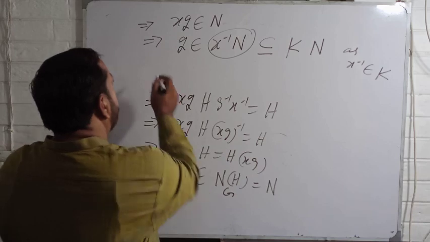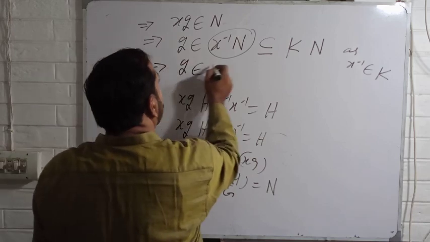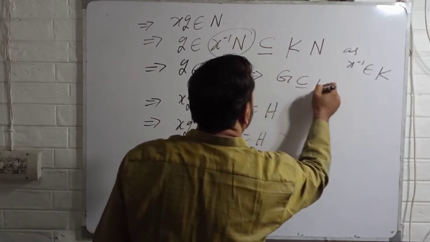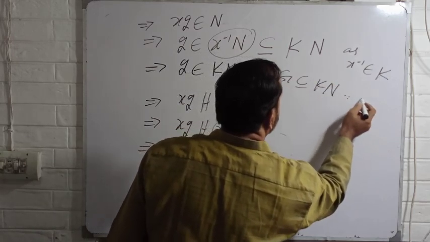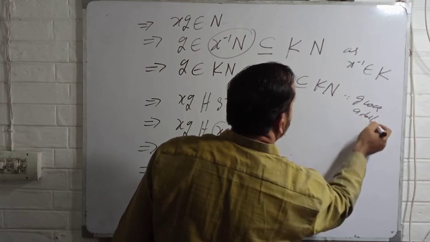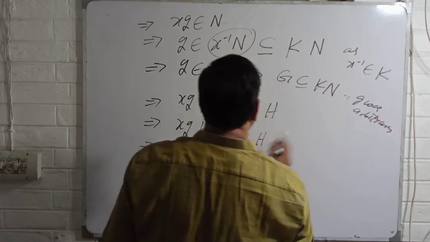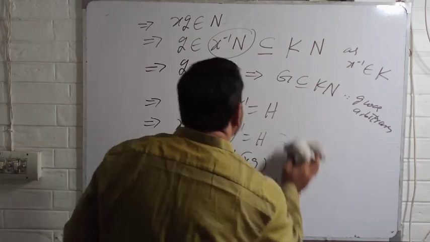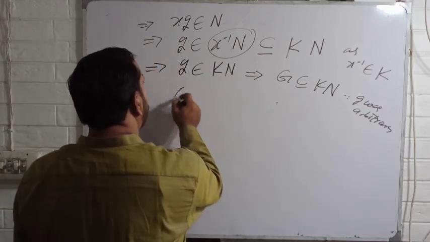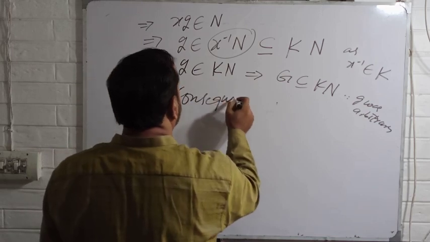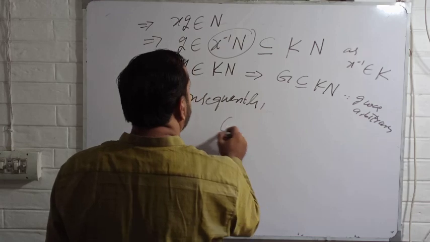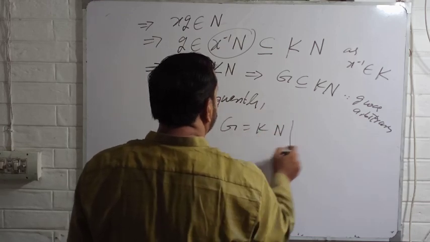So this implies g belongs to KN. So this implies capital G is a subset of KN, since g was arbitrary. Consequently, G is equal to KN.